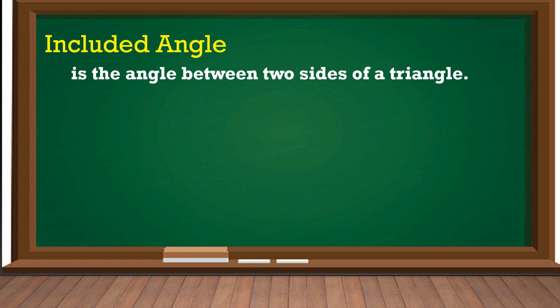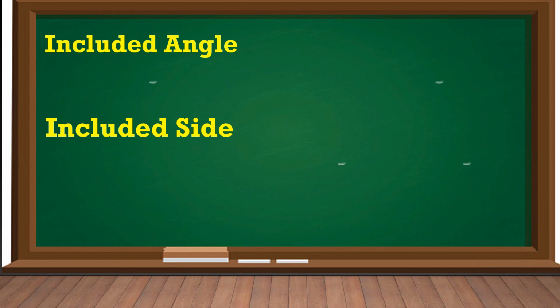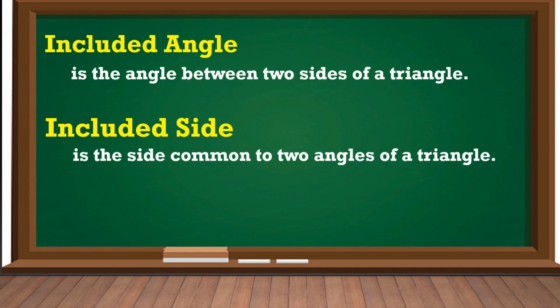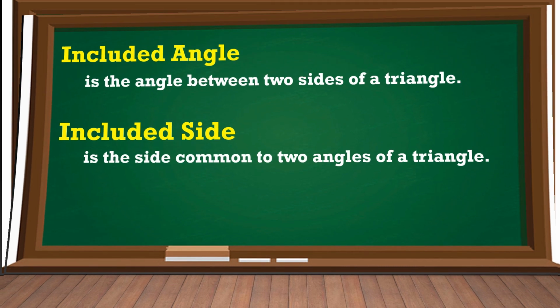Again, included angle is defined as the angle between two sides of a triangle, while the included side is defined as the side common to two angles of a triangle. Again, included side is the side common to two angles of a triangle.